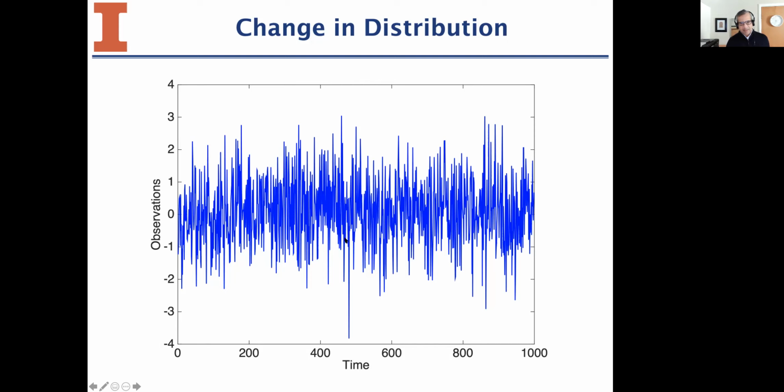One might guess that it's around 500 because there's some large deviation there. But it could have been anywhere. It turns out that the actual change happened at 200. But again, one couldn't have said that from just looking at the sequence of observations.